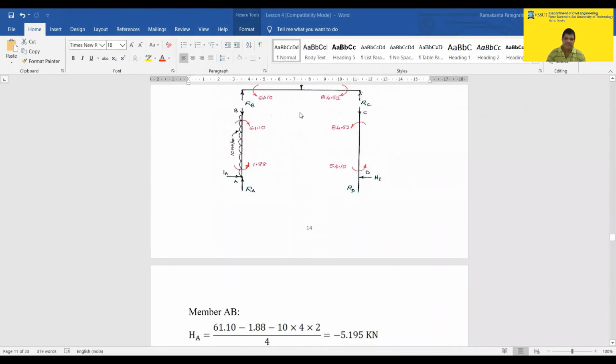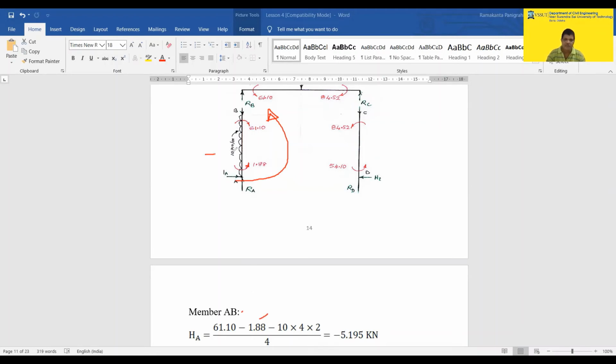So you see HA into this distance, it is 4. HA into 4 will give you an anti-clockwise moment. Anti-clockwise moment is equal to the clockwise moments. So 61.1 is clockwise and this is anti-clockwise.